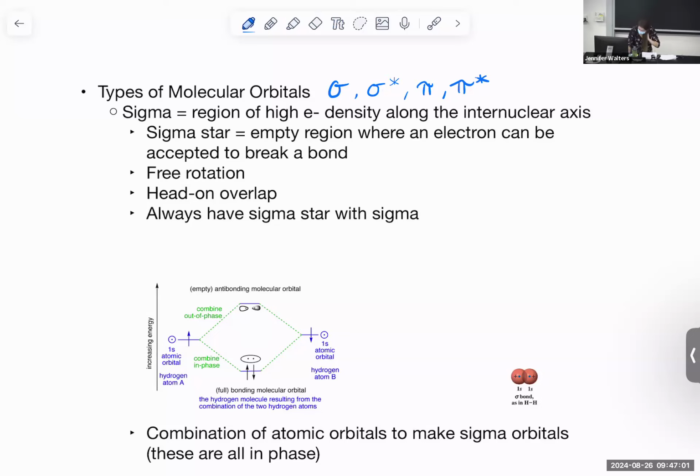Our sigma is the region of high electron density along the internuclear axis. So that is saying that your electrons are between your nuclei, is where they're predominantly located. Your sigma star is that empty region where an electron can be accepted to break a bond. We want it empty so our molecule exists, but the orbital is still there. The option is there to break a bond. So if I want to break it, I put an electron in, that breaks the bond.